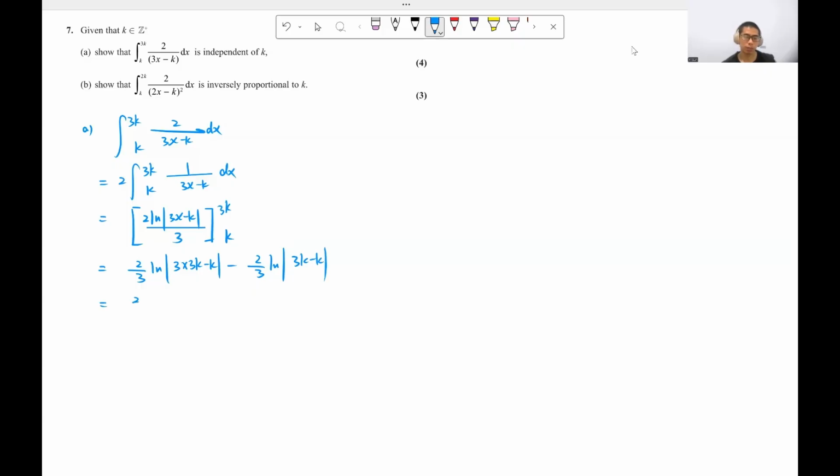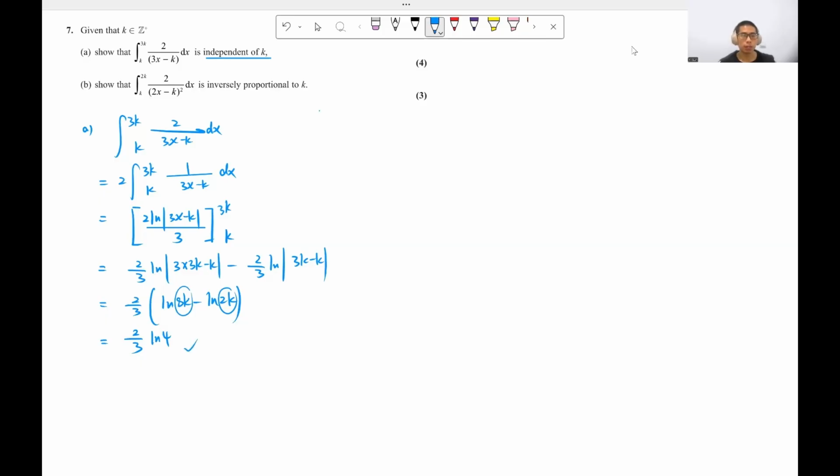So simplify that. That would be 2 over 3 lots of ln. So 3 times 3k is 9k minus k is 8k, and then minus ln of 3k minus k, which is 2k. And because when you subtract two logarithms with the same base, you just have to divide those two. So 8k divided by 2k, that's just ln of 4, because the k over k cancels out, and 8 divided by 2 is 4. So there's only a number left, which is independent of k, because there's no k in this expression. So then we show it.